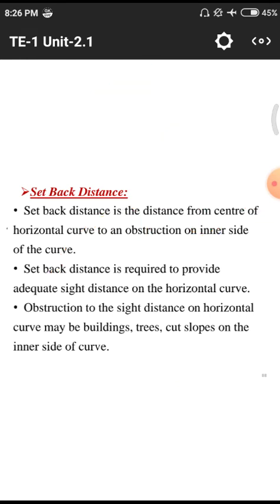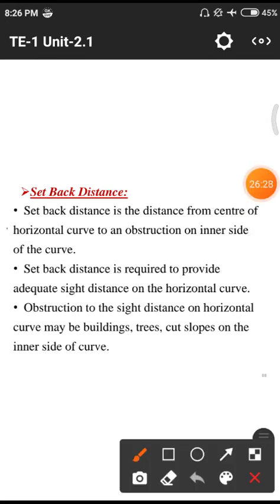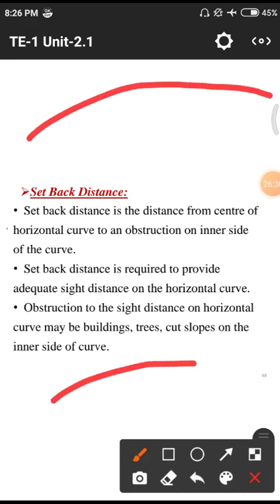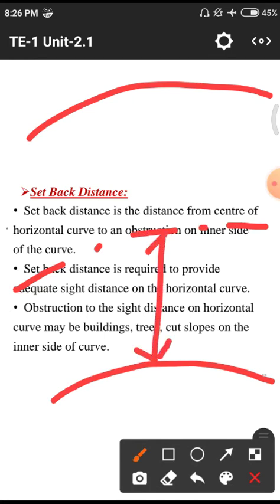Now setback distance is required to provide adequate side distance on the particular horizontal curve. If the road looks like this kind of road, this is the center we are having, and this is the setback distance. The setback distance is required to provide adequate side distance while we are moving on this particular road.